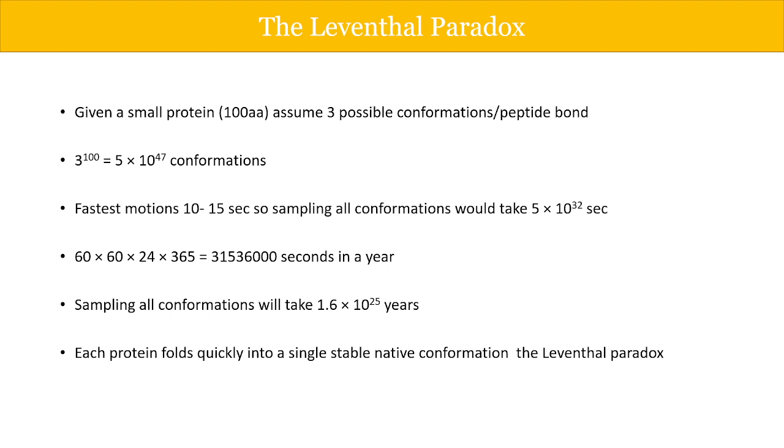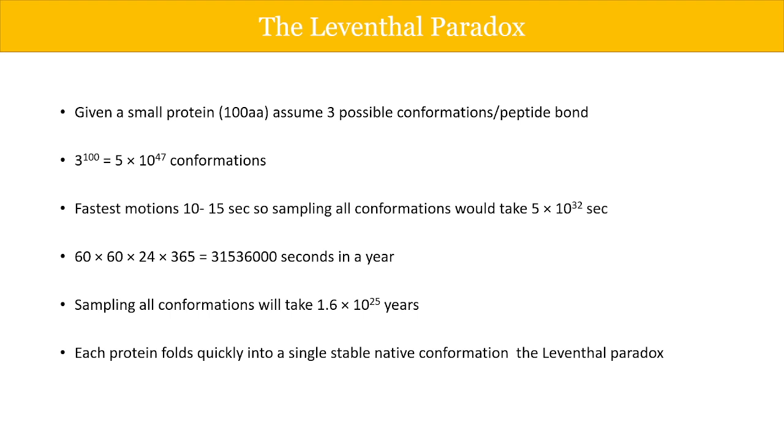So there are 3 combinations for a particular peptide bond, and there are 100 amino acids. So 3 to the power 100, which comes out to be about 10 to the power 47 conformations, and that is a huge number. And it definitely takes time for these amino acids or these bonds to attain such conformations. Now if we assume even the smallest time, say 10 to the power minus 15 seconds, to sample each conformation, then it would have taken 5 into 10 to the power 32 seconds.